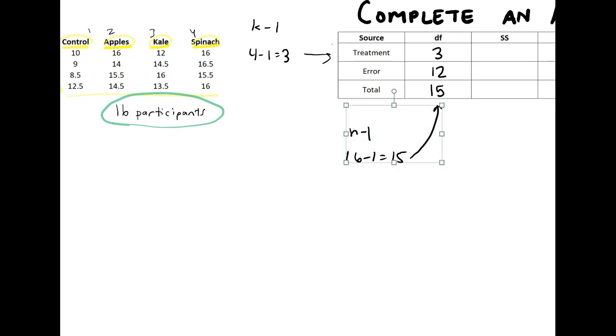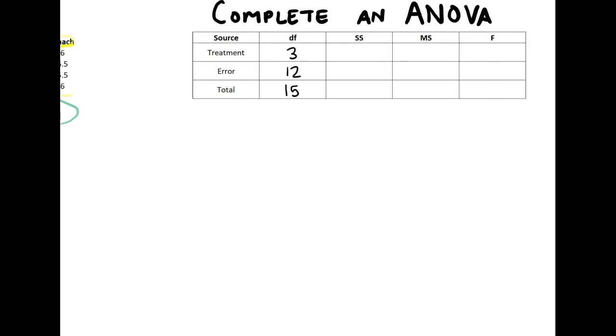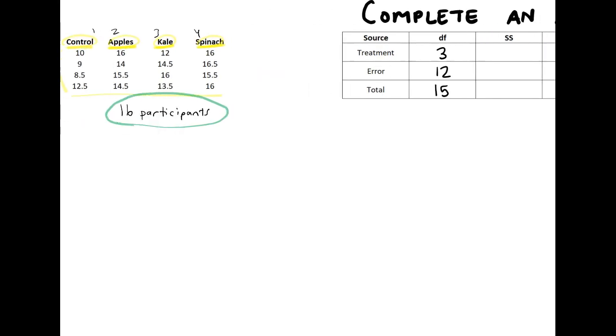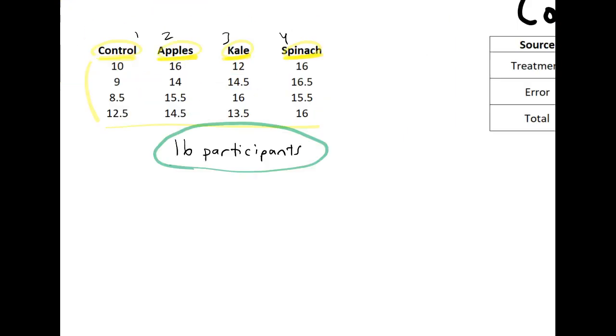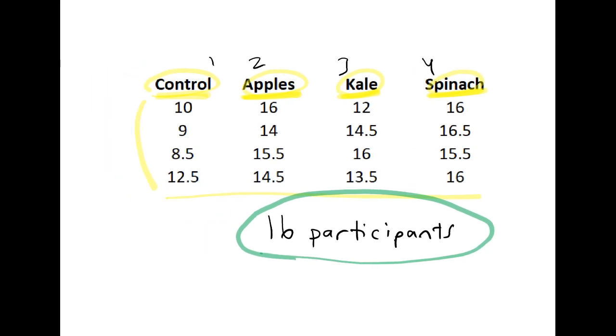Let me clean some of this up. Now what we need to do is get into calculating the sum of squares, which we'll do here, and the means of those sums of squares, and then the F statistic. Let's jump right in. So in order for us to be able to calculate the sum of squares, we need to do some labeling on our data over here, so it's very clear what we're doing here. Okay, let me clean this table up a little bit first.